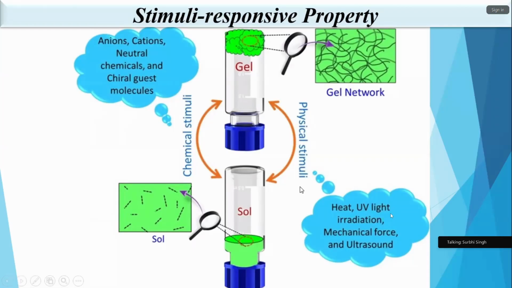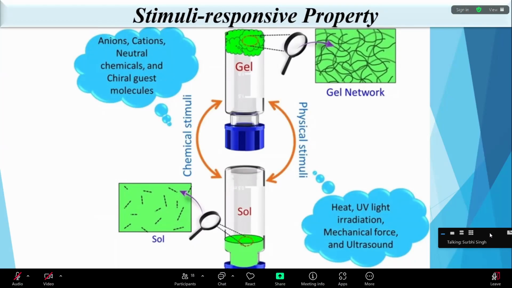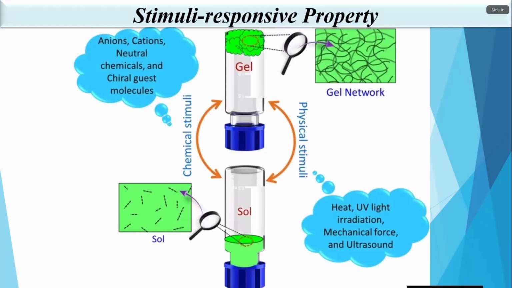As we know, these metallogels form from non-covalent and weak interactions. So when we apply some external stimuli on these gels, like chemical stimuli, anions, cations, neutral chemicals, and chiral guest molecules, they can disrupt these non-covalent interactions, and the gel network can be turned into sol. And when we remove the stimuli, they can reform again. So this is basically the stimuli responsive property.